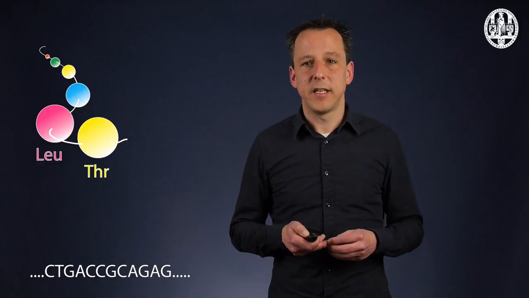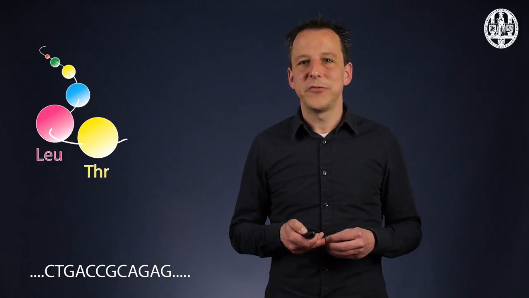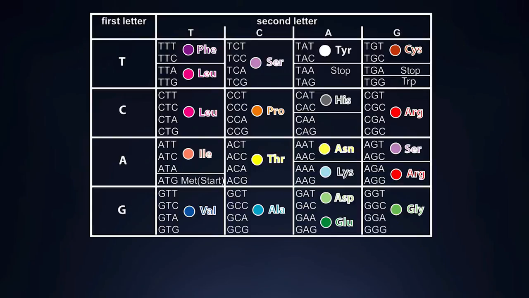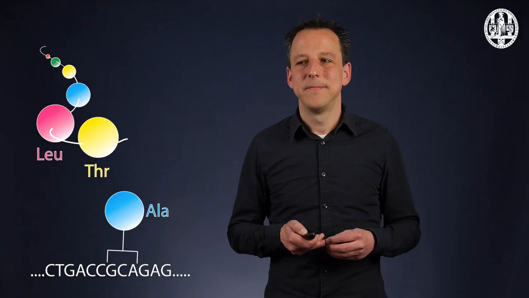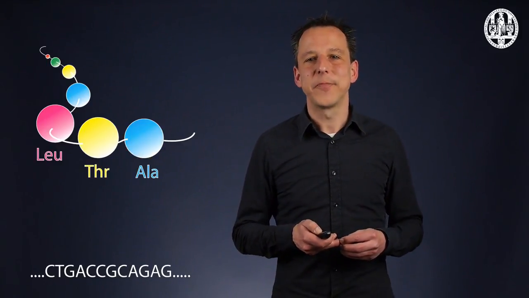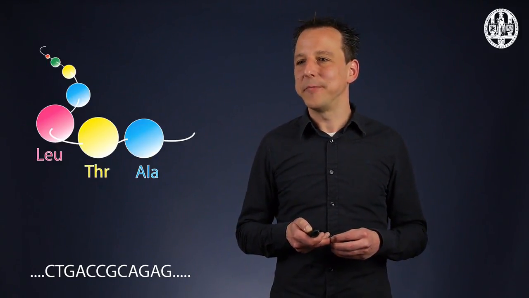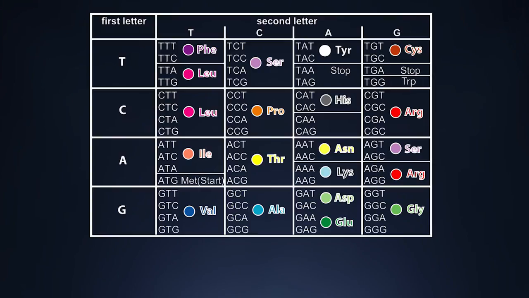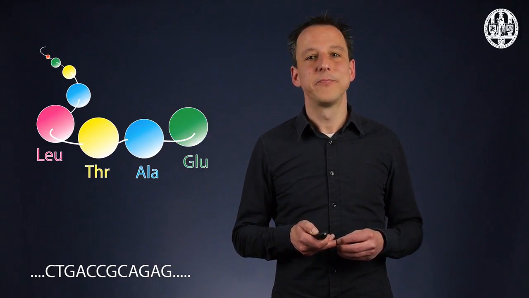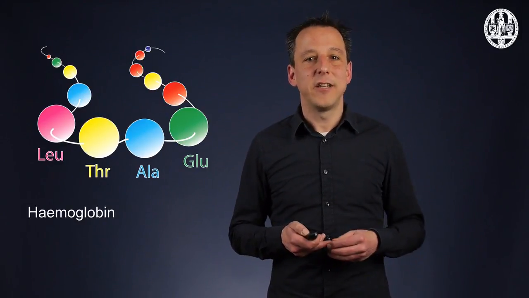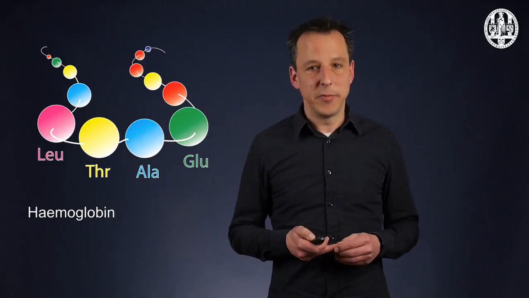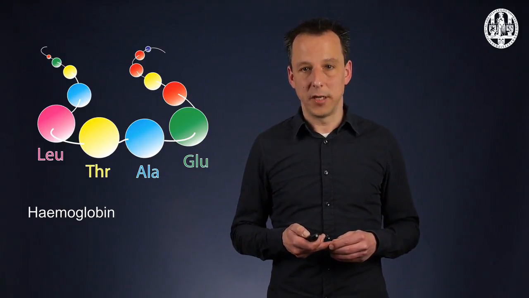And then what's the next amino acid to add? Try to find it out. Here's the genetic code. Alanine. Did you have that one right? Okay, and then the last one, coded by GAG, glutamine, right? And so on until the whole protein is ready. And this protein is hemoglobin, an important component of your blood.